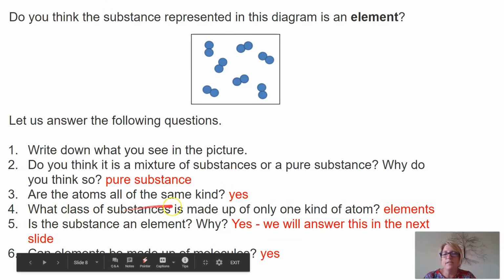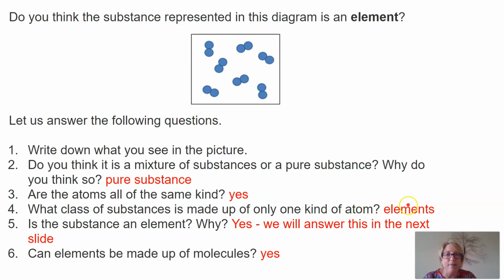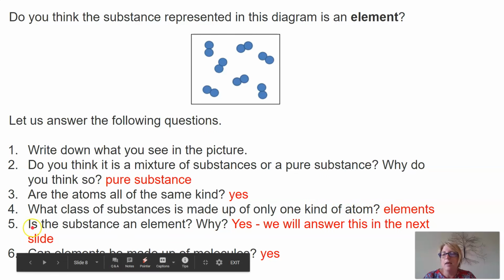What class of substances is made up of only one kind of atom? And that's elements. Is this substance an element? Yes. And why? Well, we'll answer this in the next slide. And can elements be made up of molecules? Yes, they can.